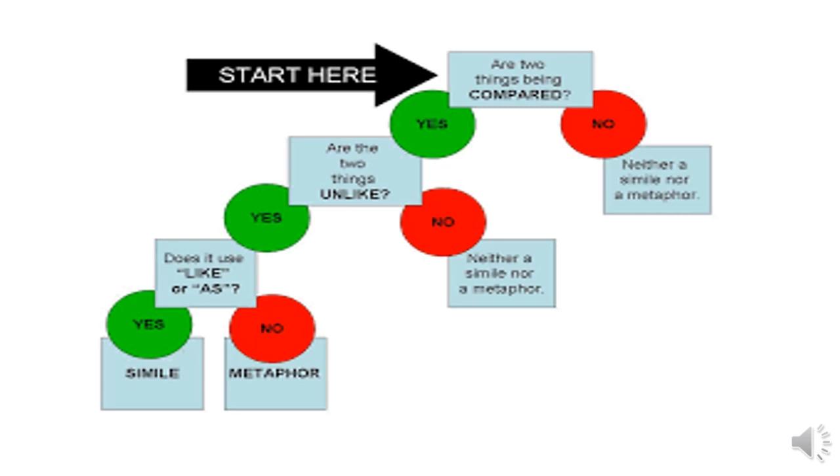So children, as you all know that we have done a lot of examples of similes and metaphors. Now it's high time to know how to decide if a statement is a simile or metaphor with a very simple trick. At first we'll see, are the two things being compared? If no, that means it's neither a simile nor a metaphor. If yes, then are the two things unlike, which means different? If no, then it's neither a simile nor a metaphor. If yes, the two things are different, then does it use like or as? If no, that means it's a metaphor, and if it uses like or as in the sentence, then it's a simile. Understood?